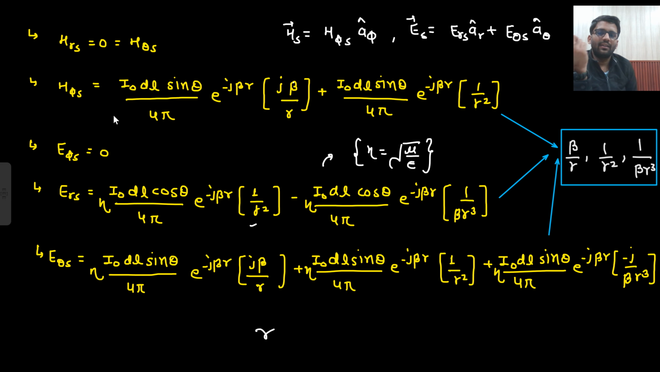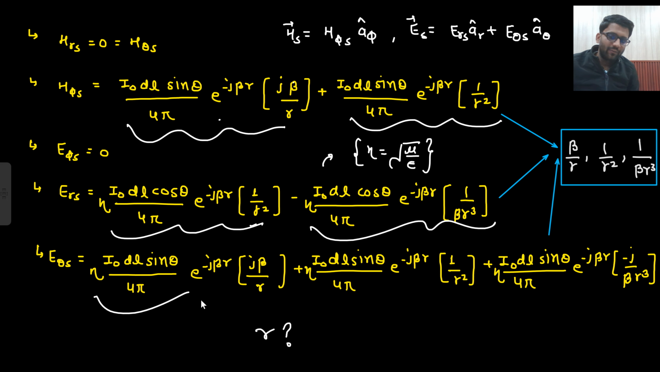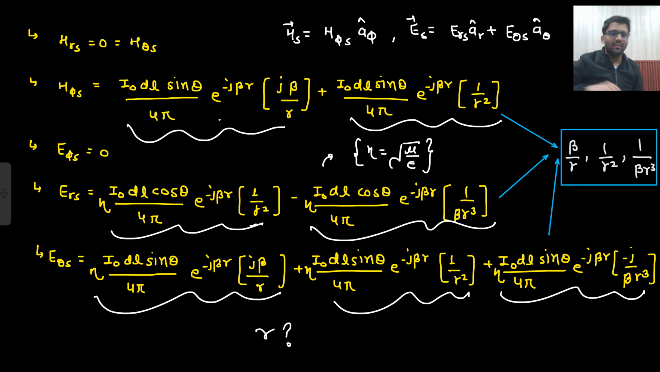What I mean to say is, H phi s, at what value of r? There are two components of H phi s, one because of this, the other because of this. So at what value of r is this component equal to this component? And at what value of r is this component equal to this component, and that is equal to this component? Are you able to understand this point? So at what value of r are all these components equal? This is what I need to find.